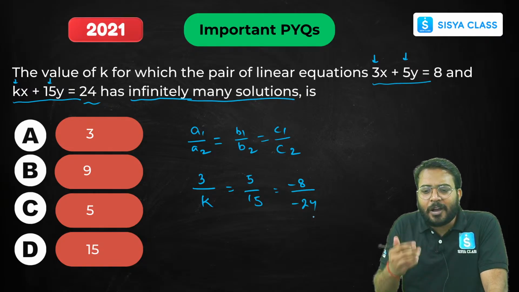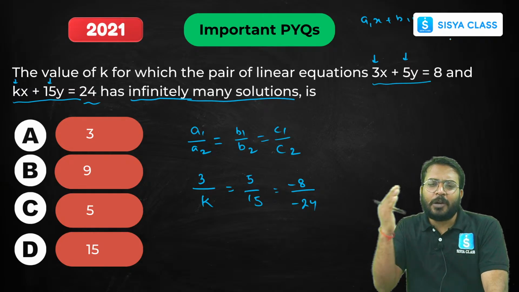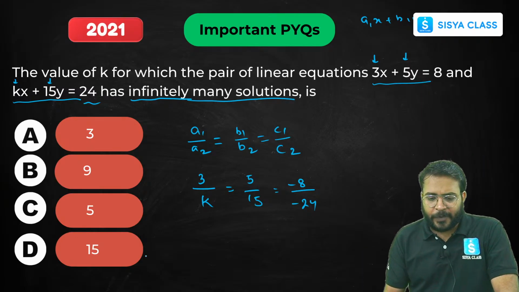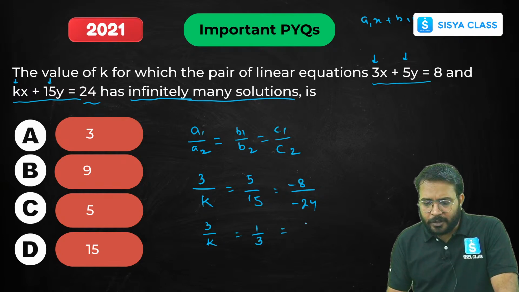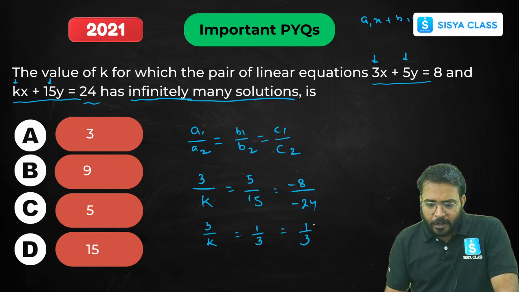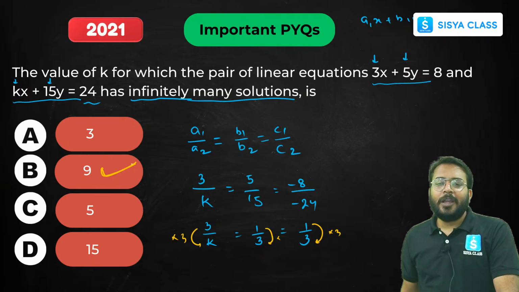The standard way of writing an equation is a1x plus b1y plus c1 equal to 0. That means we have to bring our constant term to the same side. Now can you compare? It is 3 by k. If you simplify, the other ratio is 1 by 3, and this is also going to be 1 by 3. So what should be the value of k? Numerator and denominator, 3 times. So this also should be 3 times. That means the k value should be 9.